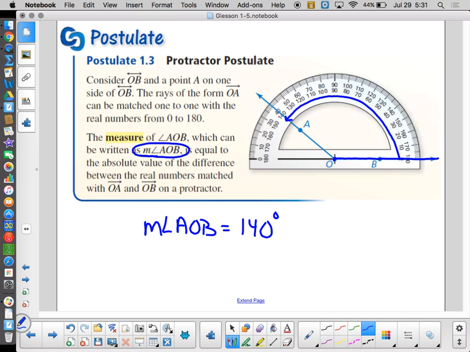We have different measurement systems, and you maybe thought the only measurement system we're ever going to have for angles is degrees, but that's not true. It is the only measurement system we'll use in geometry. So don't worry about it for geometry, but the degrees is important.